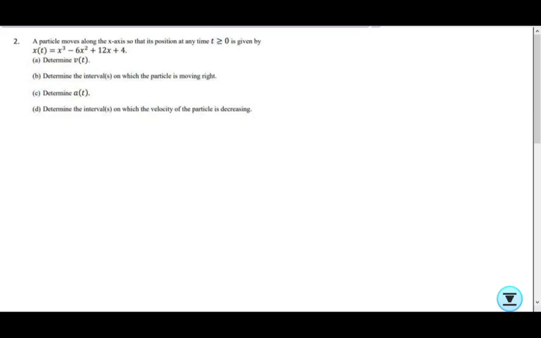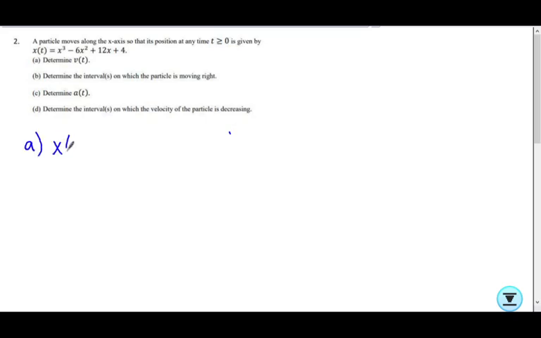Okay, for the second problem, very similar to the first problem. We have a particle moving along the x-axis, so its position at any time is given by x of t. So they've given us x of t. Part A says to find v of t.